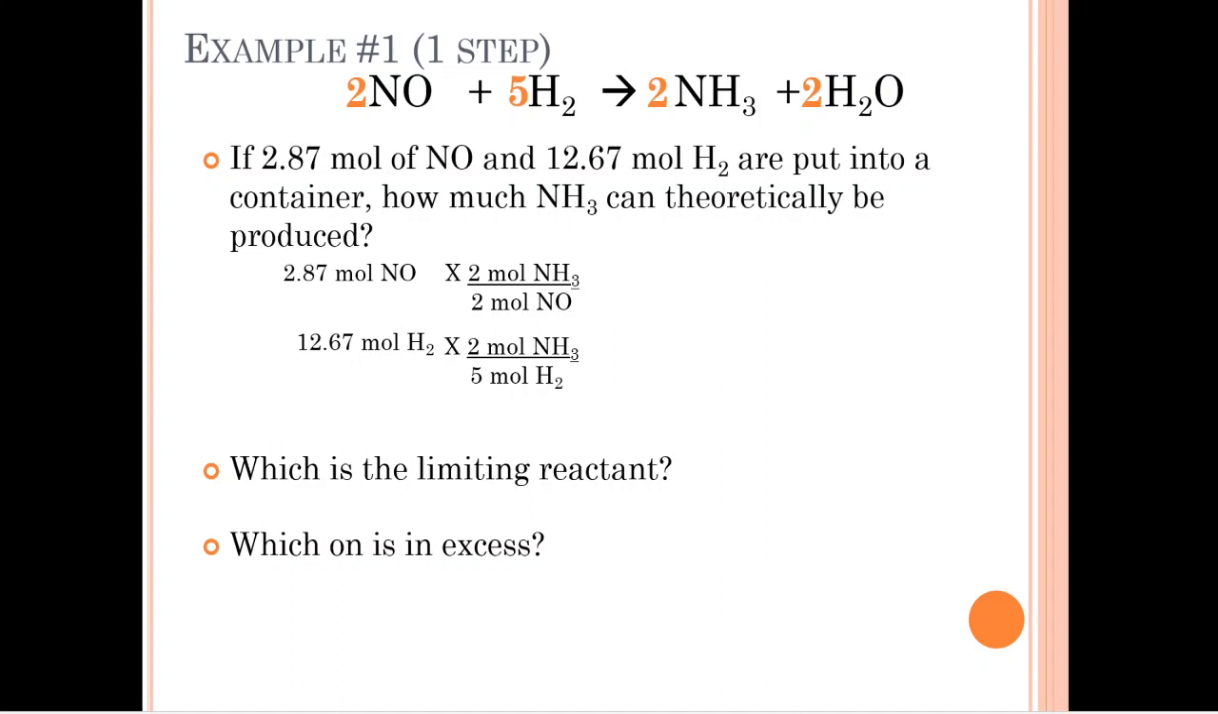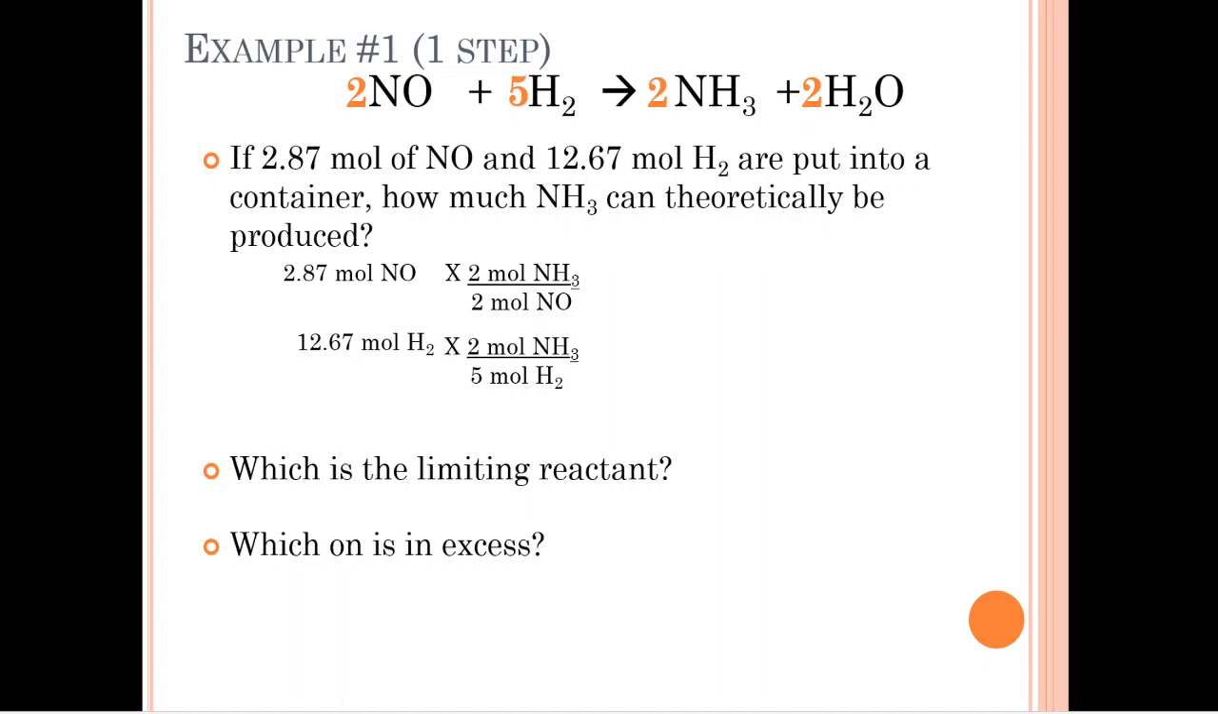If 2.87 moles of nitrogen oxide and 12.67 moles of hydrogen are put into a container, how much ammonia can theoretically be produced? Here's our balanced equation. You should always start with a balanced equation. We have two different reactants, nitrogen oxide and hydrogen, so we have two givens. The nice thing is if you're starting with moles, you only need to figure out how many moles.